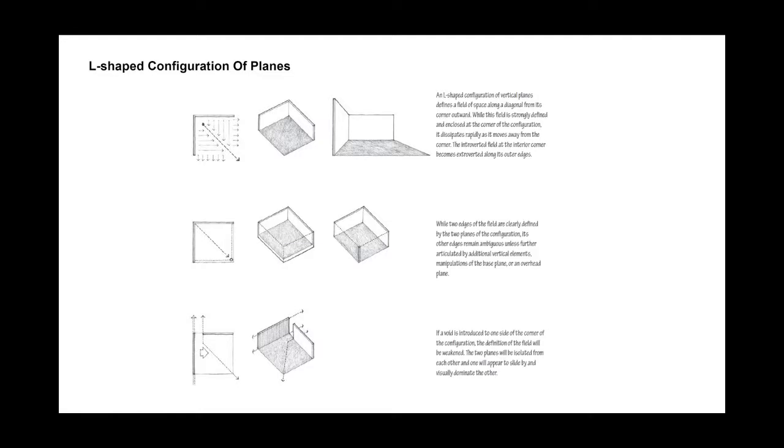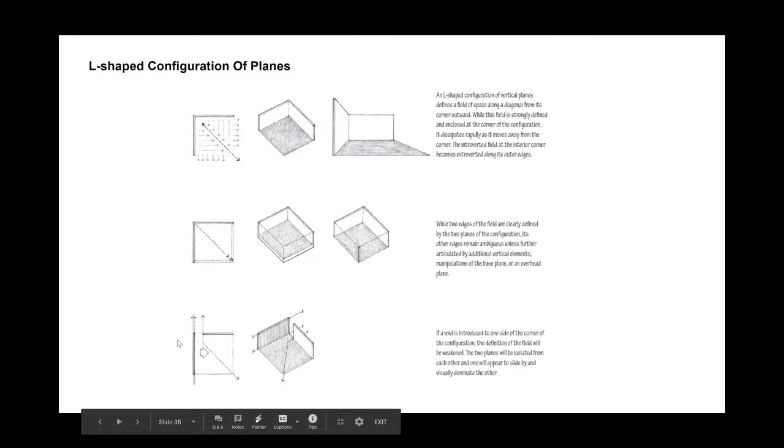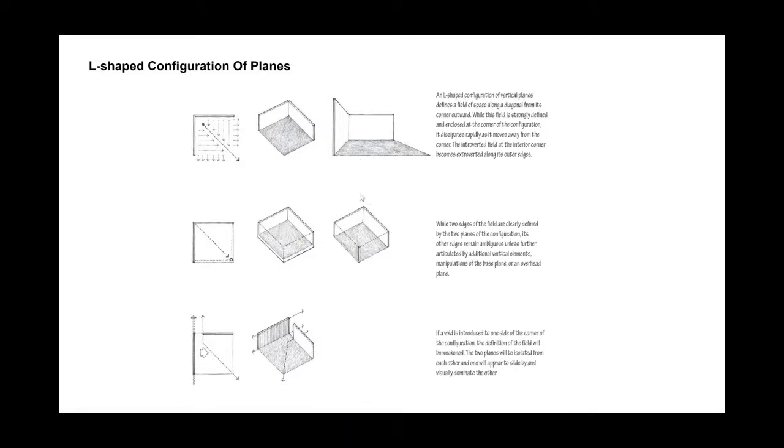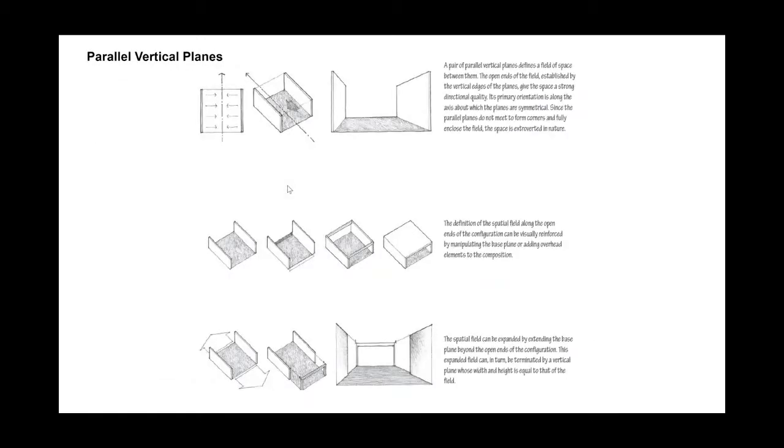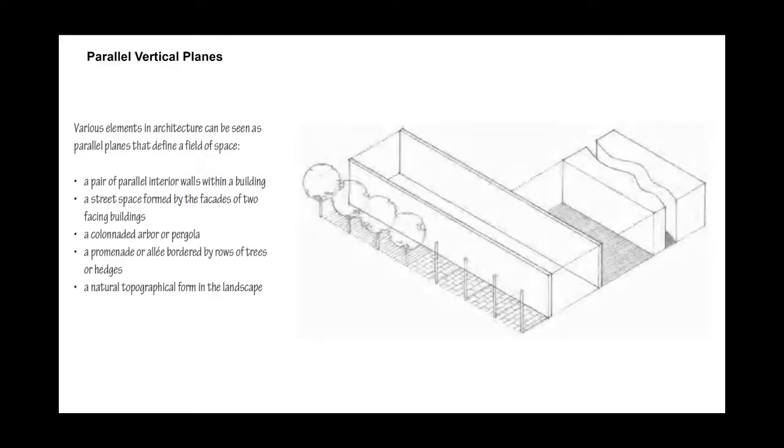So, a continuation: you have your L-shaped configuration of planes. These have different applications when it comes to interiors, given it is more in tune with the built environment or the interior space. So this is a plan configuration. You have to understand how it would relay in a structural or conceptual approach. So, parallel vertical planes, as shown in the previous slides.